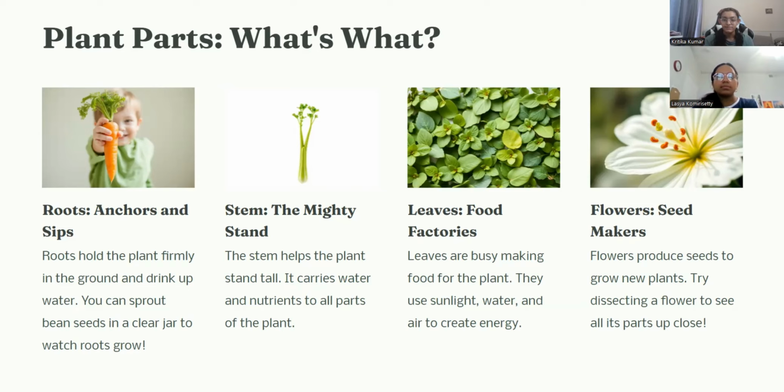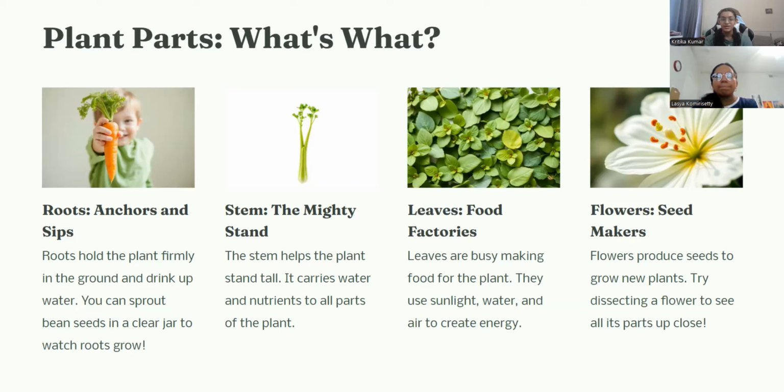Next up, we have leaves. Leaves can be compared to factories, especially for food, because they produce food for the plant. Leaves are busy making food for the plant. They use sunlight, water, and air to create energy.